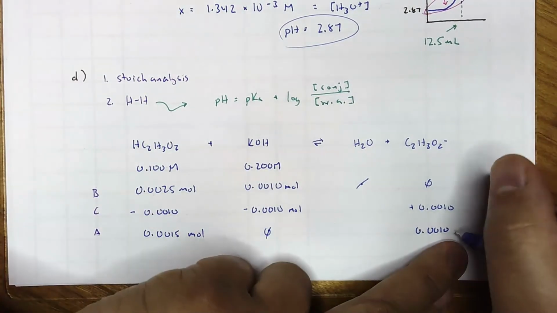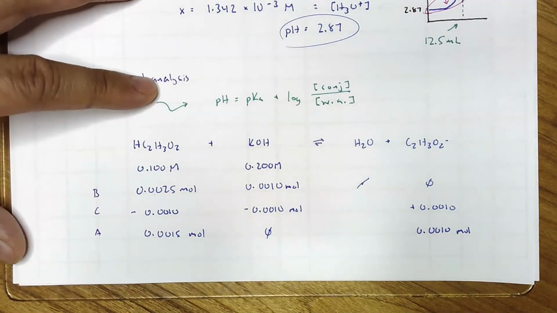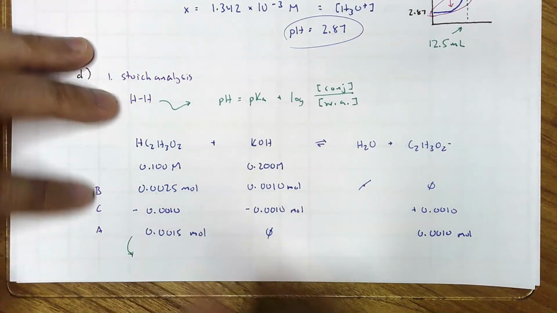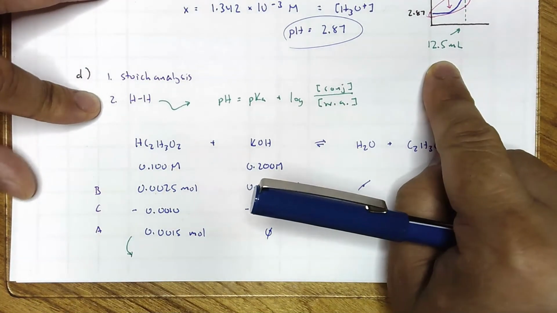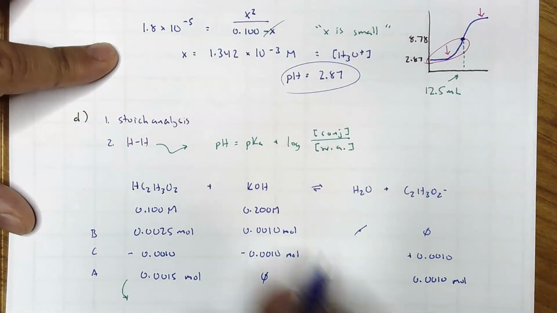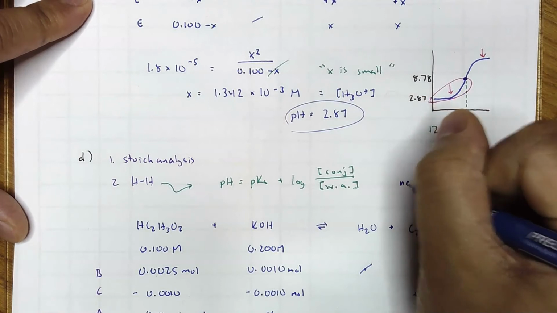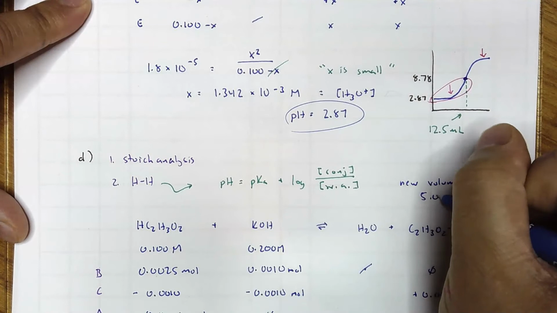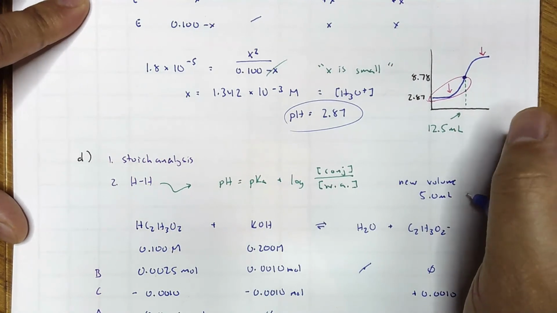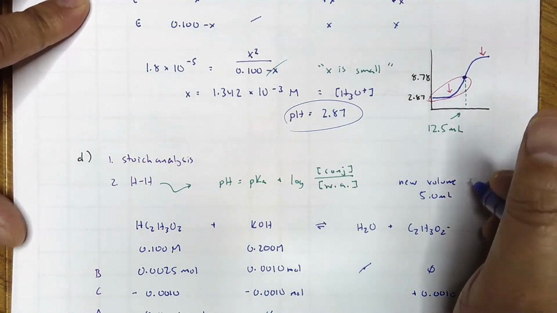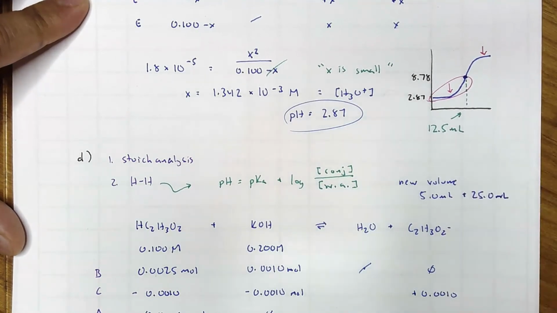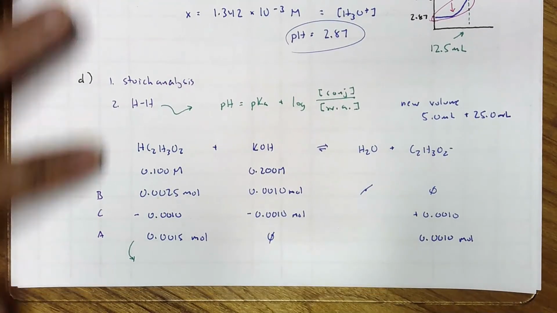These are your new amounts. Now, the Henderson-Hasselbalch uses concentrations, so we do have to remember that we added... oops, shoot, we added 5. Okay, so the new volume, it's a little bit tight. The new volume is 5.0 milliliters added to the original solution in the Erlenmeyer flask, which was 25.0 milliliters. 30 milliliters.